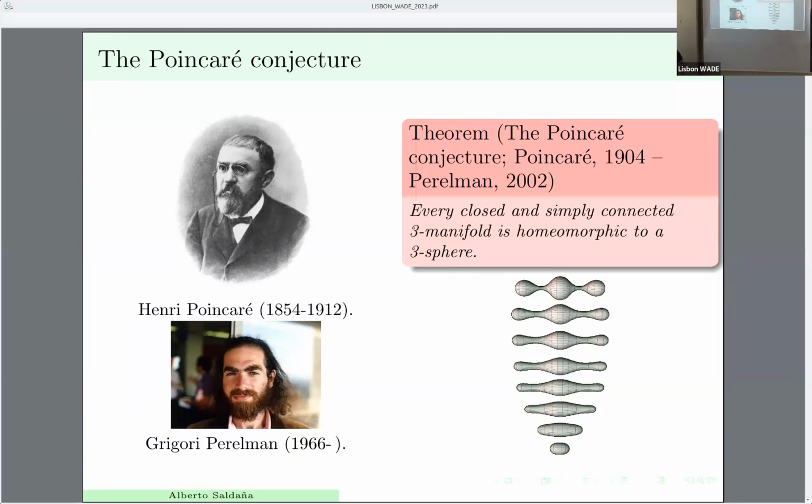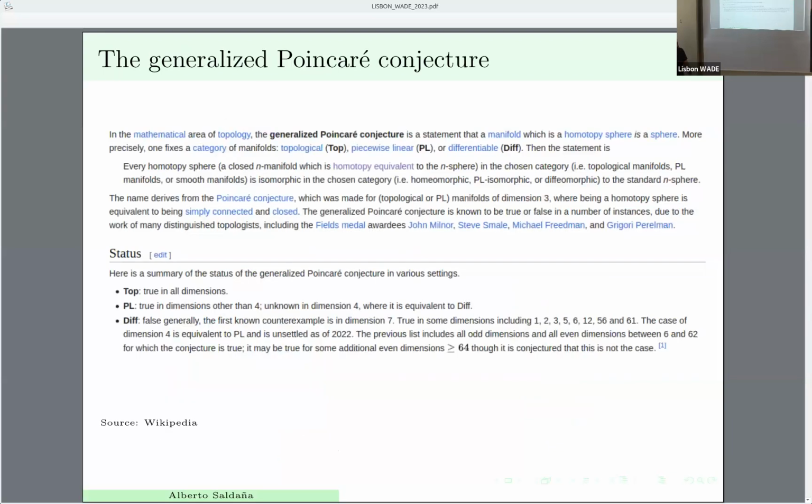The problem, in fact, can be generalized, and it was a surprise for me when I was preparing the seminar to learn that it's not completely settled. So I just took this part from Wikipedia stating the generalized Poincaré conjecture, and it says that if you have a manifold which is a homotopy sphere, then if one fixes a category which can be topological or piecewise linear or differentiable, then what you want to know is if every homotopy sphere in the chosen category is isomorphic to a standard n-sphere.